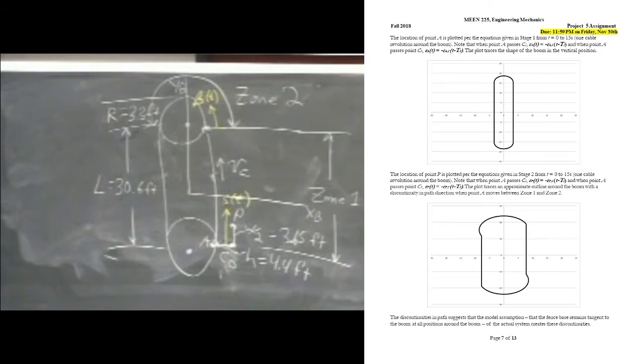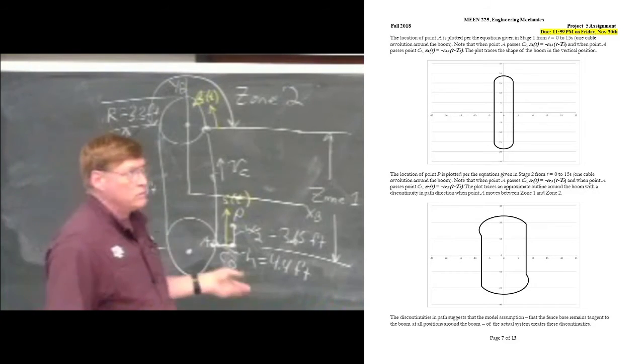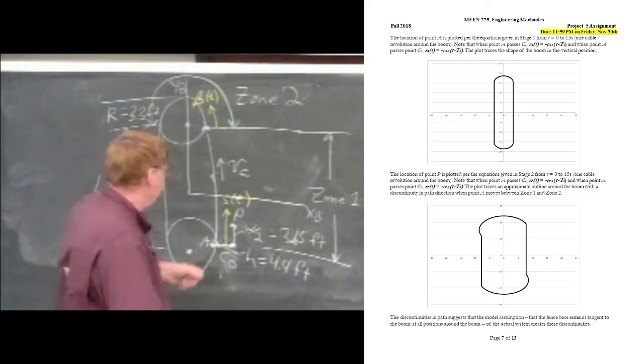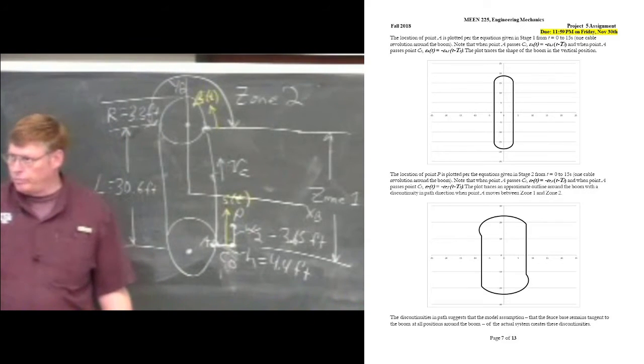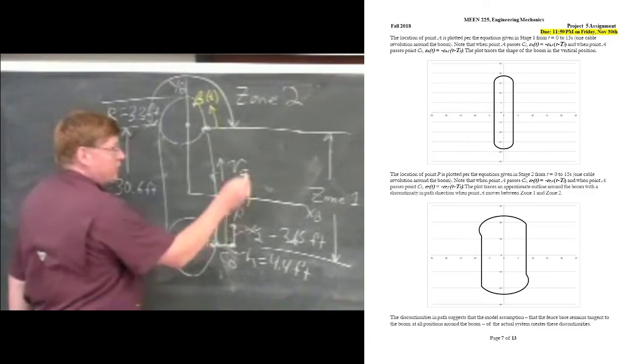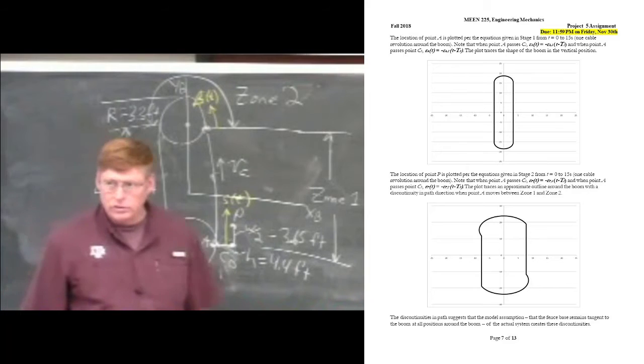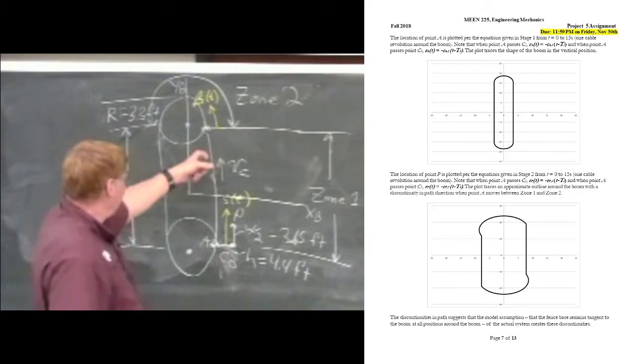And of course, when you plot that out, what should you get? Your A is going to look like the boom, going around the perimeter of the boom. That's what it's supposed to look like. Your pivot pin, you'll see, has a slightly different shape when it gets to here.